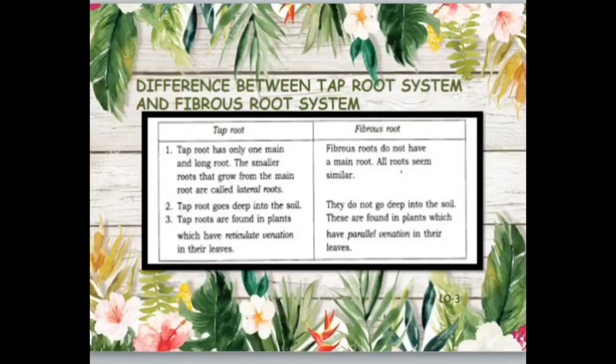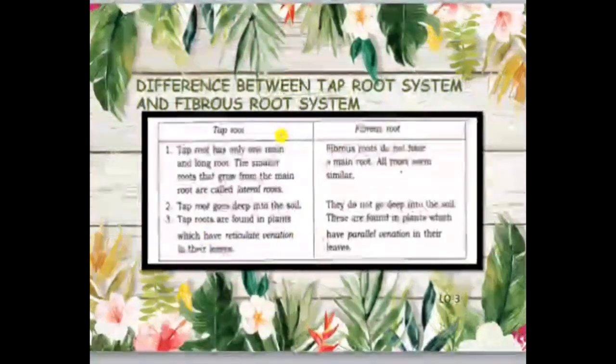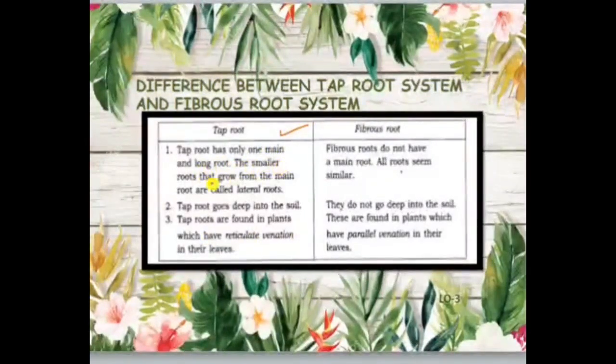So students, after watching the video and listening to the topic on the taproot and fibrous root system, it has now become clear. Now you will be able to differentiate between the taproot and the fibrous root. Let's discuss one more time. A taproot has only one main, long root, and the smaller roots that grow from the main root are called lateral roots. You have to keep in mind that the roots which arise from the main primary root are called lateral roots, or we can also call them secondary or tertiary roots.